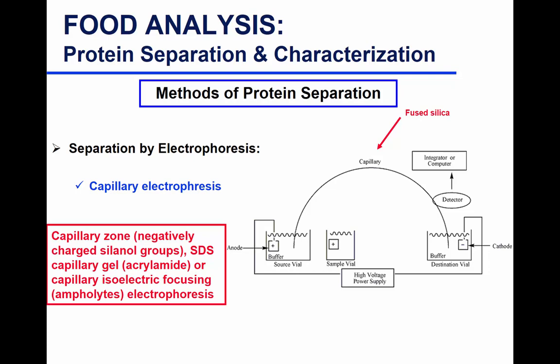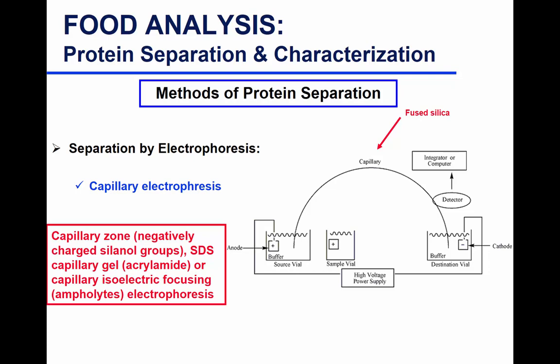Because you want to form a gel with different pore sizes. You can use different types of gels, but with acrylamide, you get a more consistent pore size for better separation. You can use agar, for example, but it won't give you good separation.